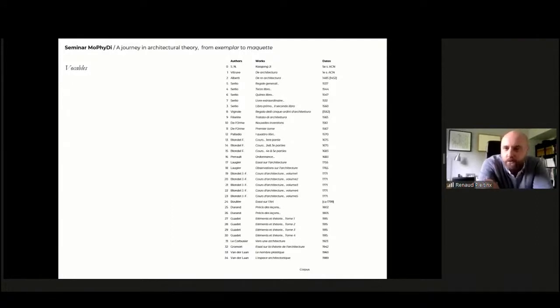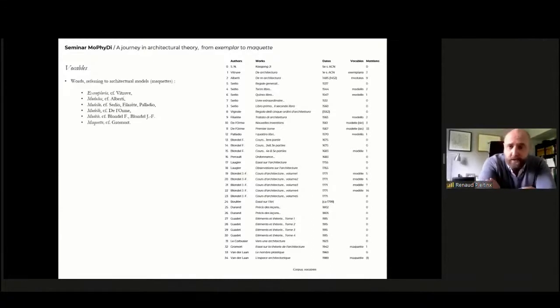The corpus I chose includes theoretical works that extend from the Kaogong-ji, 500 BC, to the last book of van der Laan, published in 1989. This corpus contains some of the key works of European and in particular French architectural theory. For a first overview, it provides a significant sample of the whole architectural theory. In this corpus, I found 6 different words to refer to models. 2 of them belong to Latin, 1 of them to Italian, and the last 3 to French.